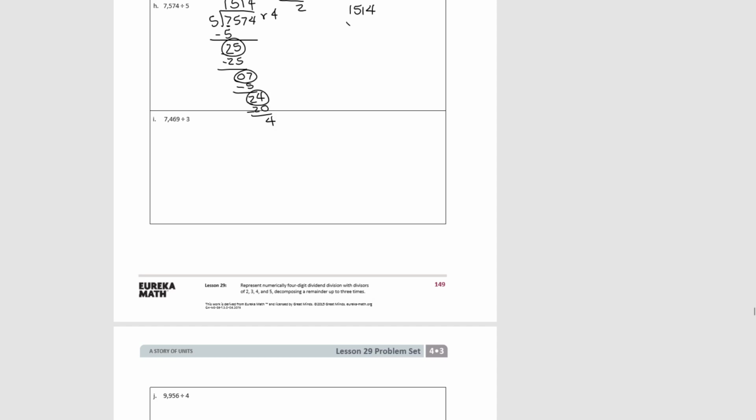Check with multiplication. 4 times 5 is 20. 1 times 5 is 5 plus 2 is 7. 5 times 5 is 25. 1 times 5 is 5 plus 2 is 7. And we add our remainder of 4. And we check. Try I.